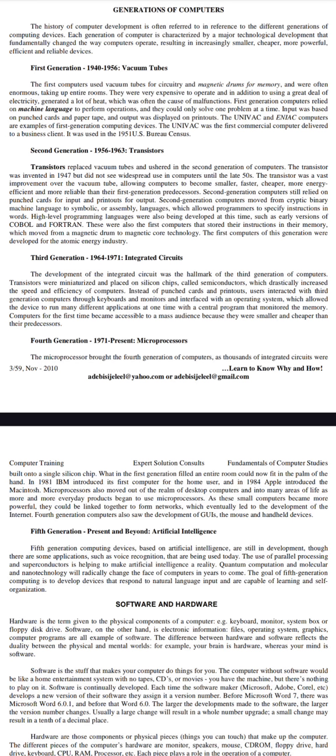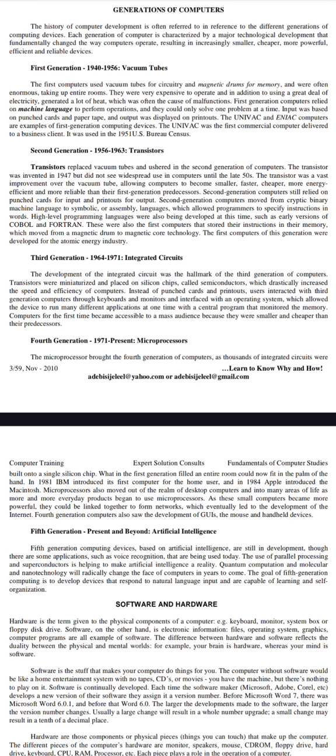As these small computers became more powerful, they could be linked together to form networks, which eventually led to the development of the Internet. Fourth generation computers also saw the development of GUIs, the mouse, and handheld devices.